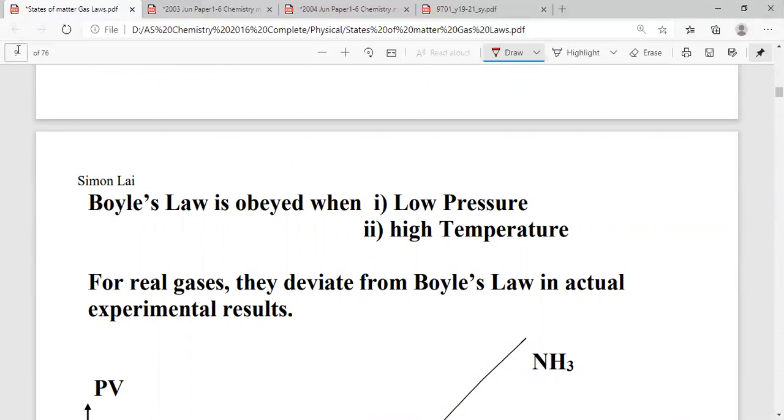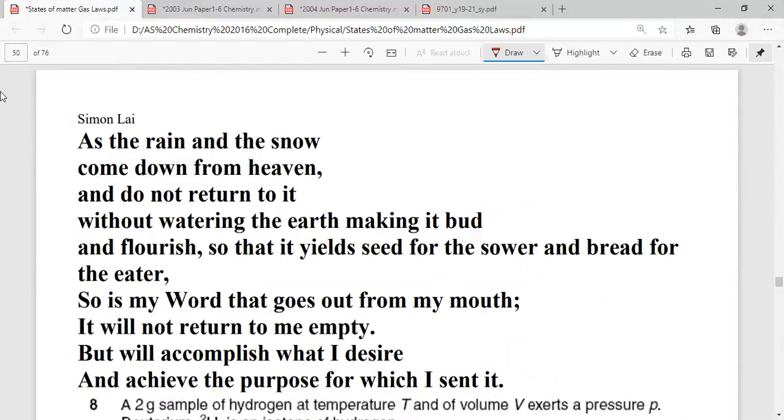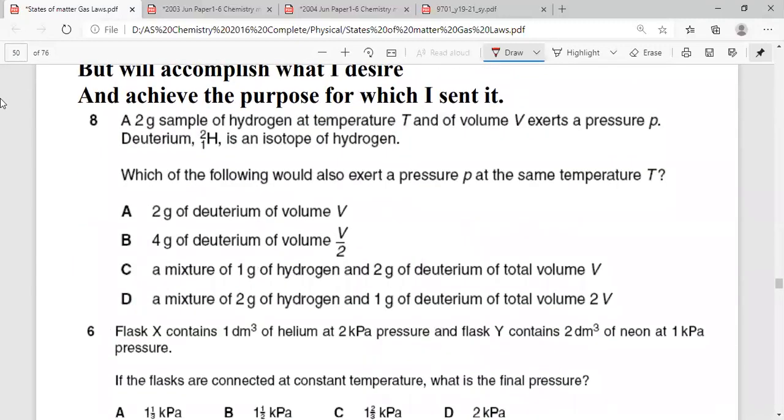Now, the first one is page 50. I give you the type. I won't do all of them. I give you a type. It can appear. That's not here. All right. Question 8. I've done it here. These are all on Boyle's Law and the gas law constant.